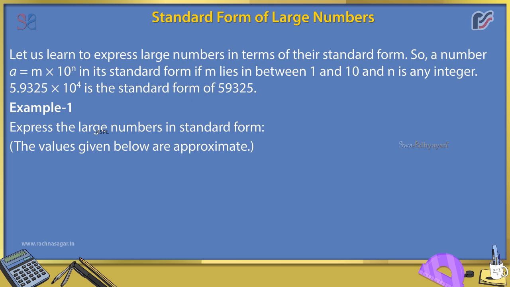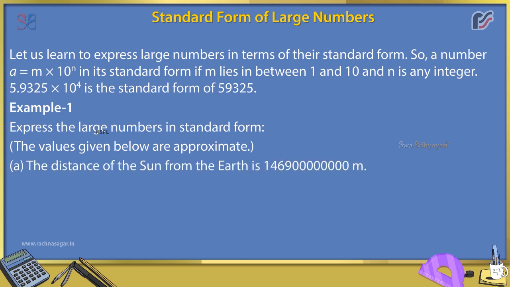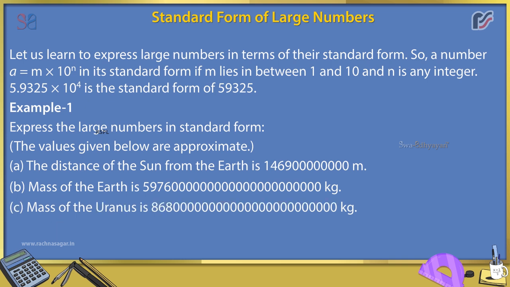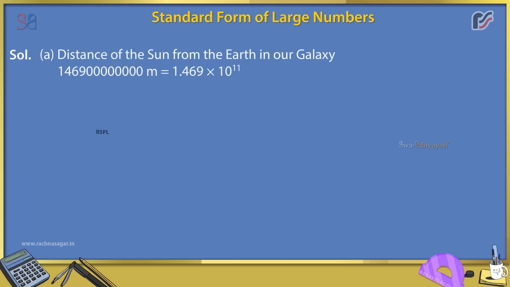Example 1. Express the large numbers in standard form. The values given below are approximate. A. The distance of the sun from the earth is 1469.8 times 0 meter. B. Mass of the earth is. C. Mass of the Uranus is 868.23 times 0 kg.